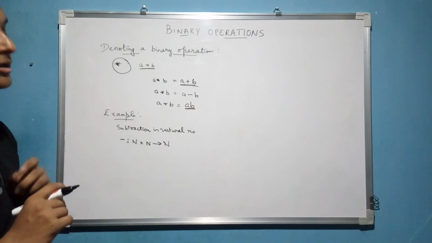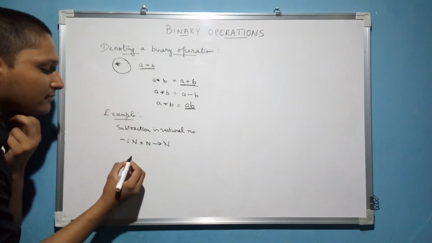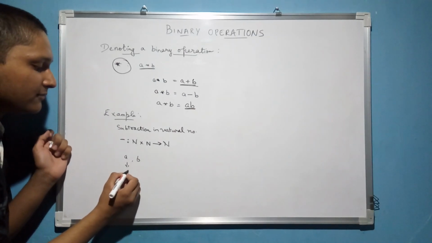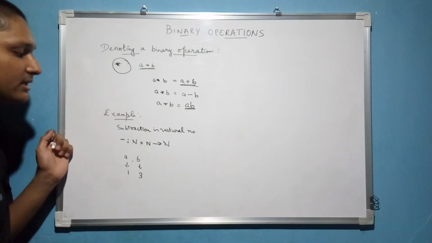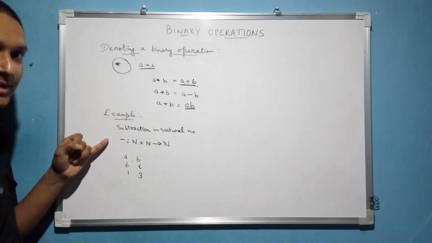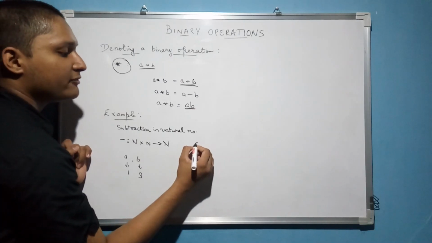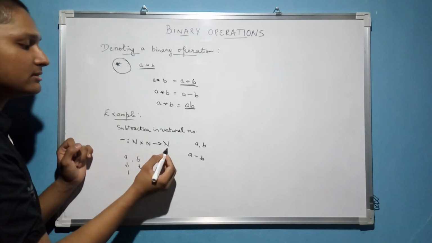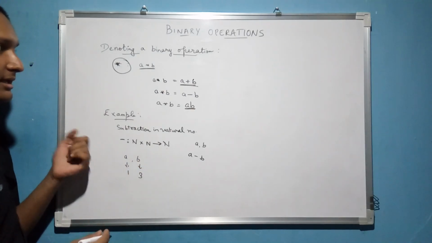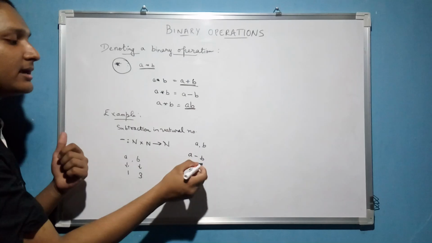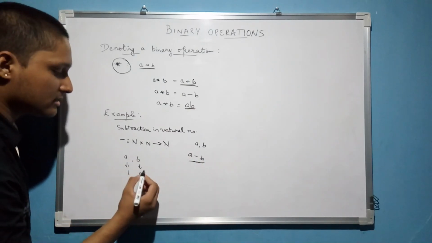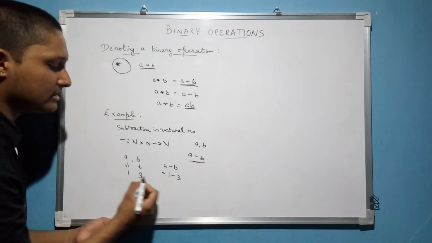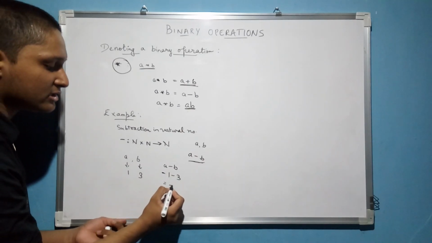So let me take some numbers out of this. Let me take A and B. Let A be 1 and B be 3, right? So what does this minus mean? Minus is a binary operation which says if you take two numbers A and B, after operating you get A minus B. That's the meaning of this. So what is A minus B? A minus B is 1 minus 3 in this case, right? 1 minus 3 is minus 2.